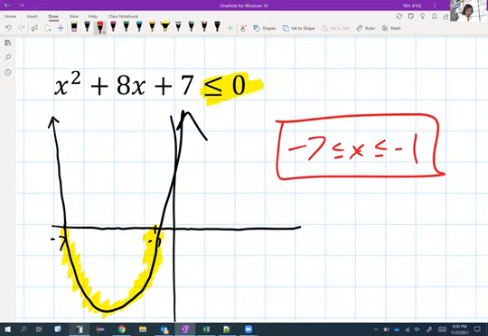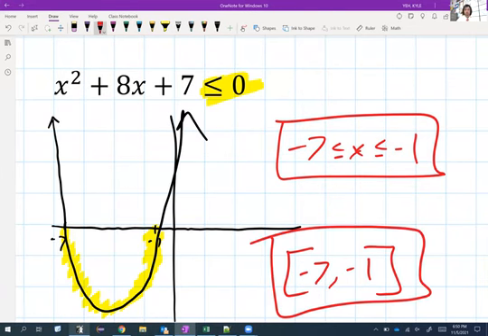If you like interval notation, we can always write -7 to -1. Same answer, just written a little differently. So this is really, I think, the simplest way to visualize one variable inequalities. Look at the graph, find the roots, and then we're just asked, where is it less than or equal to 0? So where is it below the x-axis? And we can just see that from observation. Let's try one more.